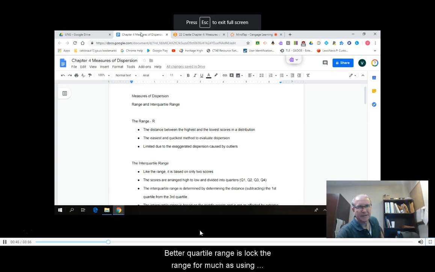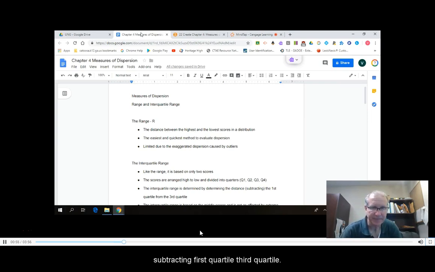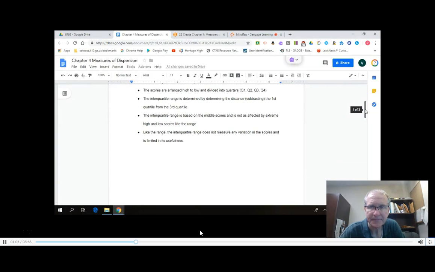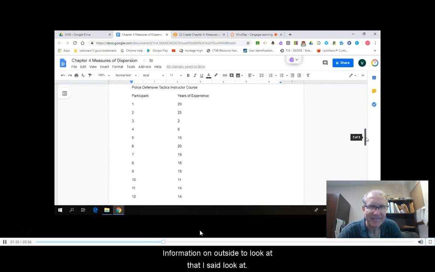The interquartile range is like the range, pretty much just using two scores. We arrange those from high to low, divide those into quarters, and then we determine that by subtracting the first quartile from the third quartile. Again, some of the same limitations. The interquartile range, because it is based on the middle scores, is not going to be as affected by those extreme highs and lows, but it doesn't really measure any variation in scores, and so it is limited as far as how useful it is.